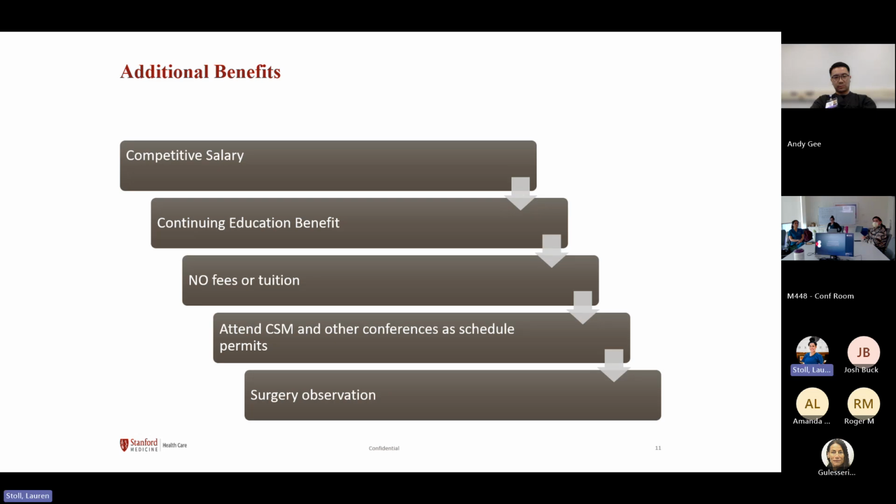Okay, so here are some other really important benefits that I think are important for everyone. And I think it's also something that people keep in mind when they're considering applying for a program like this. So these are some other really great benefits that we offer here at Stanford specifically and for this program. So we have a pretty competitive salary. As you all know, this is the Bay Area.